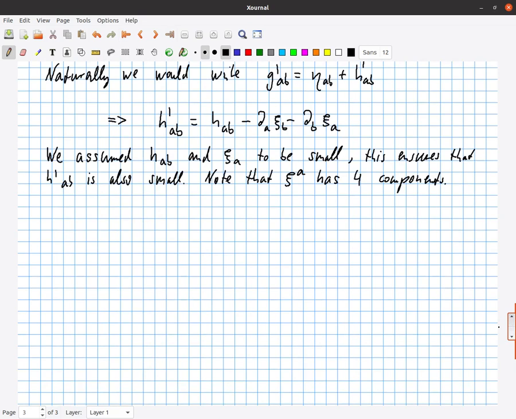What did we do next in our derivation? We introduced, or we had, the quantity h bar AB, which was h AB minus a half eta AB h. And we showed that this is equivalent to the bar just moving to the other side.